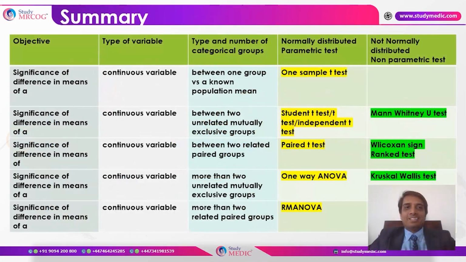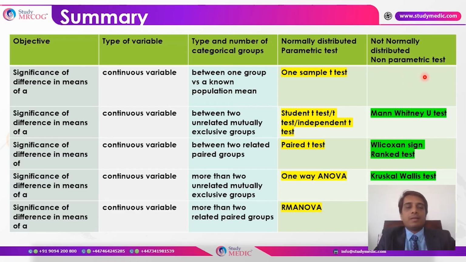Now to summarize, based on the objective, type of variable, type of numbers of categorical groups, etc., we will see one by one. How do we summarize? If the objective is the significance of difference in means of a continuous variable between one group versus a known population mean, if it is normally distributed, we use one sample t-test. If it is not normally distributed, we use one sample Wilcoxon sign rank test, which I have not given the example here.